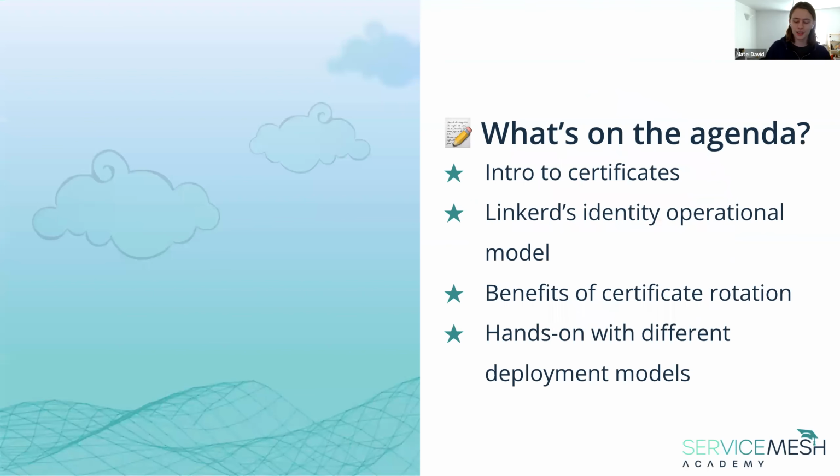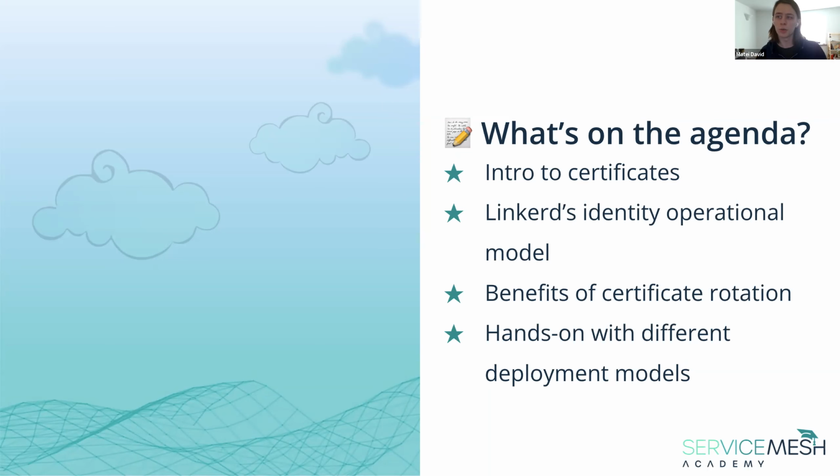Charles did a good explanation of the agenda and the overall direction for our workshop, but I'm just going to recap some of it. For the agenda today, we're first and foremost going to talk about certificates. What is a certificate, and what are certificates used for? What does a certificate look like? I think it's really helpful to not assume any prior knowledge here and just get everybody on the same page. We're going to talk a bit about Linkerd's identity operational model.